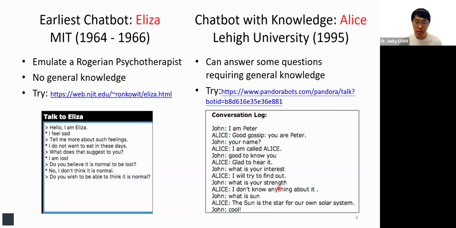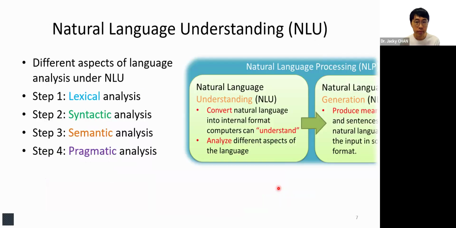So you have the knowledge base, and that's Alice. And we will see that that's the trend. Nowadays we're using ChatGPT, and you know very well that it contains a lot of knowledge such that it can answer our questions. So now we have some idea about the development of chatbots, and next we try to zoom in at what's happening for large language understanding.